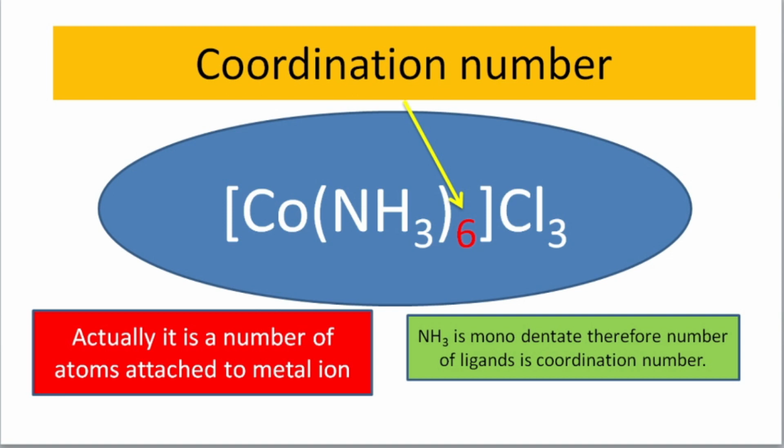Few say the number of ligands is called the coordination number. It is not true. Number of bonds, number of donor atoms around the metal ion, that's our coordination number. Total number of coordination linkages, that's our coordination number. In this complex, what is the coordination number? 6. It is represented by red color.